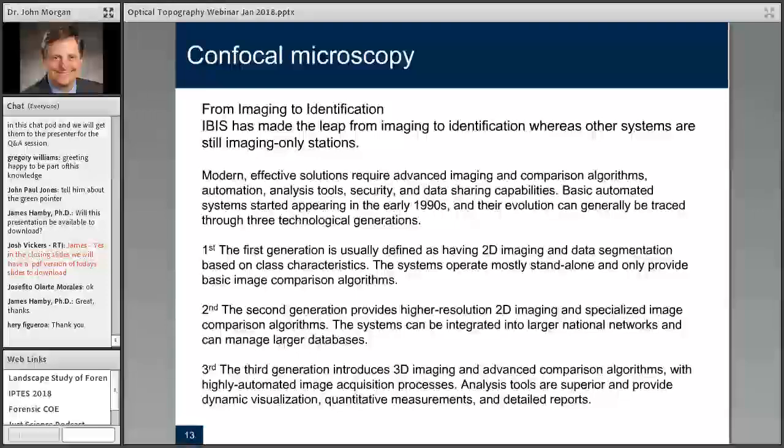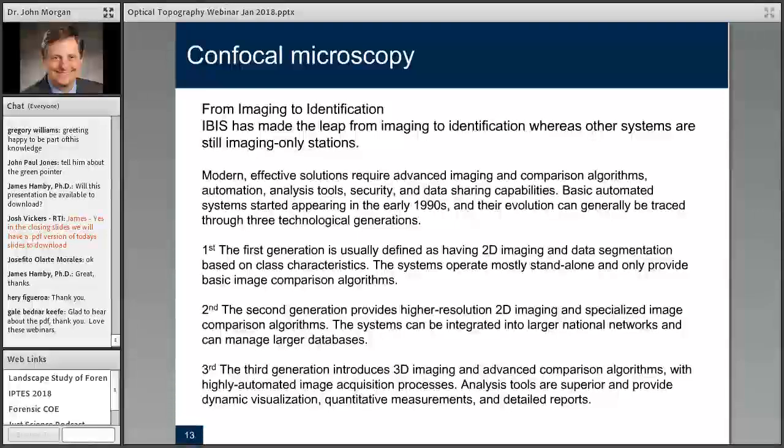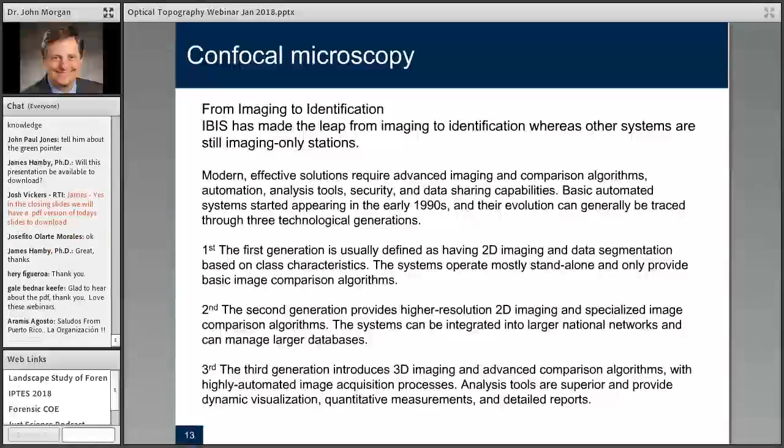So, I'm going to allow Ultra Electronics Forensic Technology to do a little commercial here, because I think they sum up the picture of what the differences are among the first, second, and third generation of microscopy, and they do it very nicely in some of their materials. The first generation was 2D imaging and data segmentation based on class characteristics. The systems were mostly standalone, not networked, because it didn't make sense to network with the kind of image data they were producing, and they basically included basic image comparison algorithms.